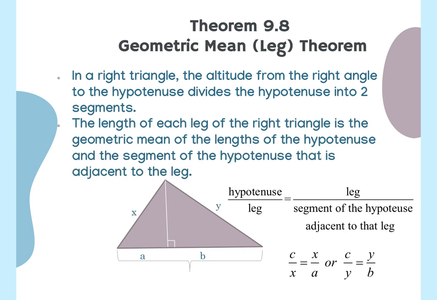The second theorem that we're going to set up a proportion for is the geometric mean leg theorem. It says in a right triangle, the altitude from the right angle to the hypotenuse divides the hypotenuse into 2 segments. Exactly the same statement as the last one. This time we're talking about the legs of the right triangle though, so the outside sides. The length of each leg of the right triangle is the geometric mean of the lengths of the hypotenuse and the segment of the hypotenuse that's adjacent to that leg.